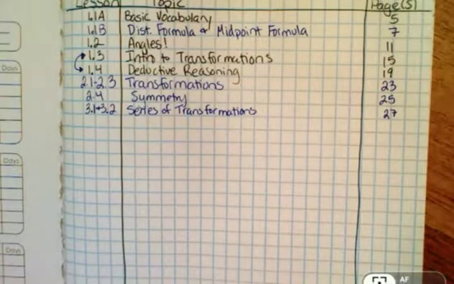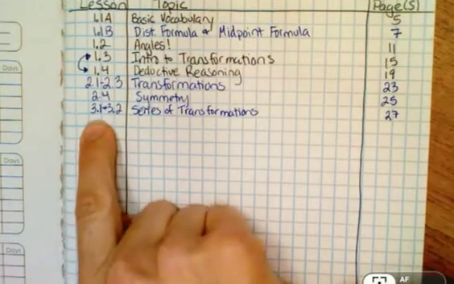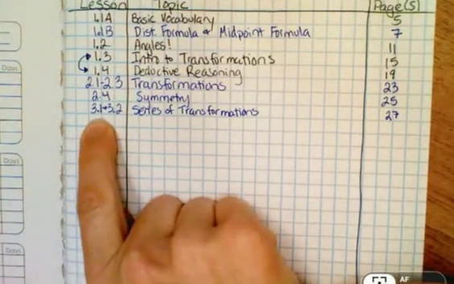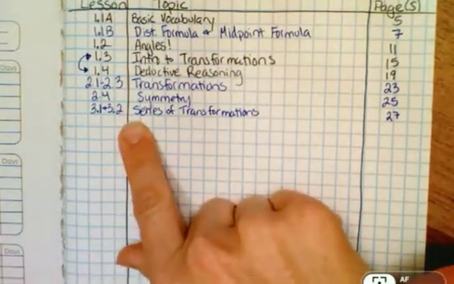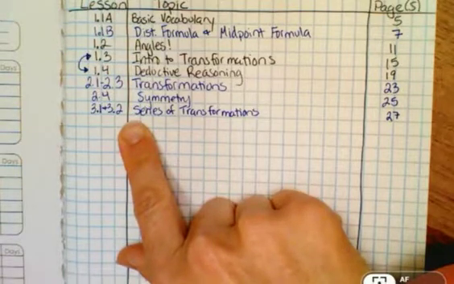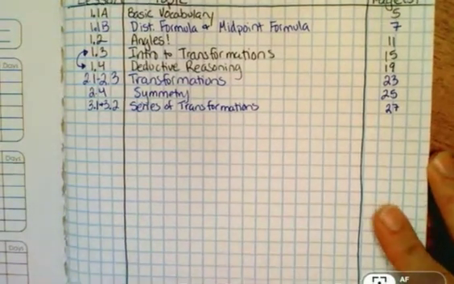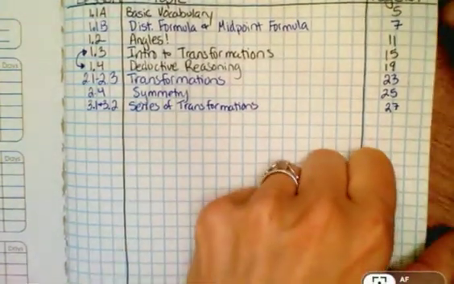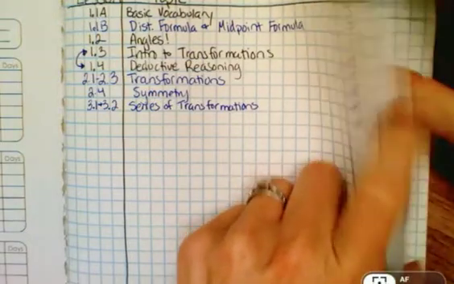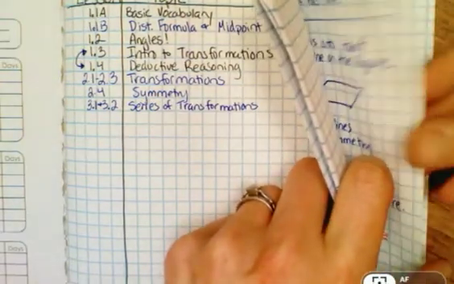Hello. This is our last lesson in our first unit. It's lesson 3.1 and 3.2 out of the textbook that we never use. And the title today is Series of Transformations. I'm on page 27. I don't know where you are. So go ahead and fill out your table of contents. Pause this if you need to. And then turn to your next new page.